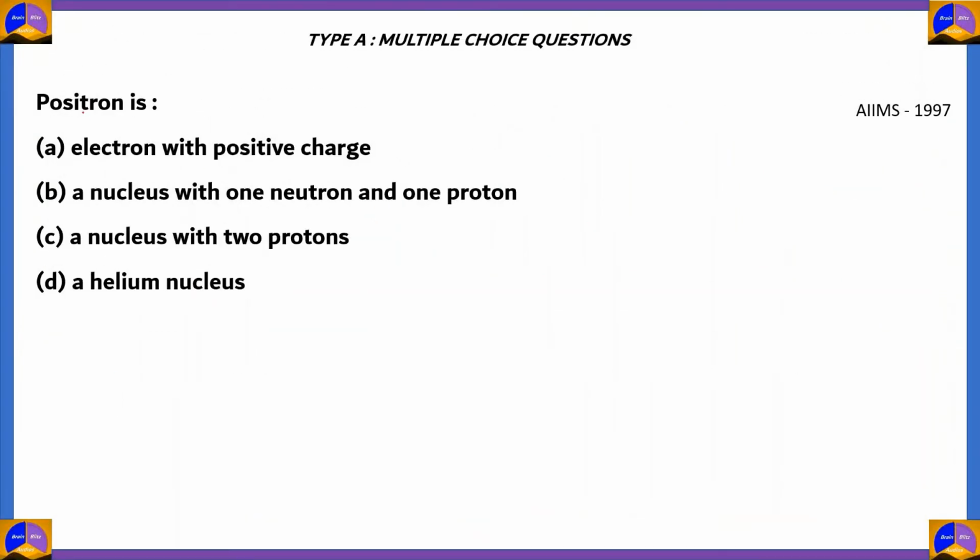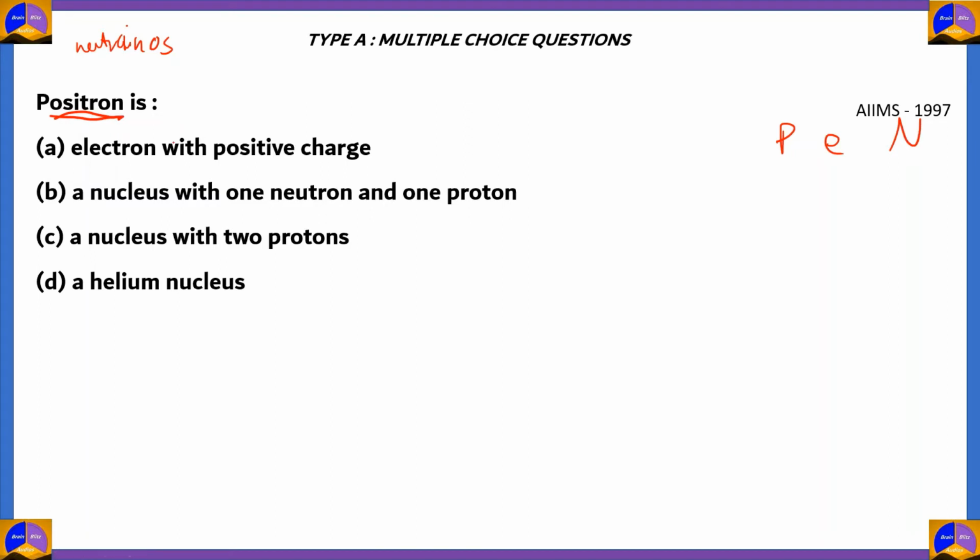Next question. Positron is an electron with positive charge, a nucleus with 1 neutron and 1 proton, a nucleus with 2 protons, a helium nucleus. So when we are studying about the structure of atom, we mostly associate the elementary particles as protons, electrons, or neutrons. However, there are other elementary particles as well, such as positrons, and then we have neutrinos, antineutrinos, etc. So there are many other elementary particles, and one of them is positron.